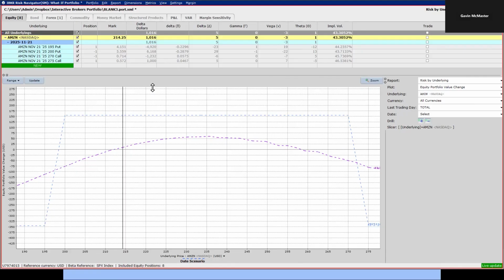Now, Interactive Brokers is the only platform I'm aware of that shows this delta dollars number, but you can very easily calculate it. If we take our position delta times the underlying stock price, that'll give us our delta dollars. So very, very easy and quick calculation that you can just do in Excel or on a calculator.